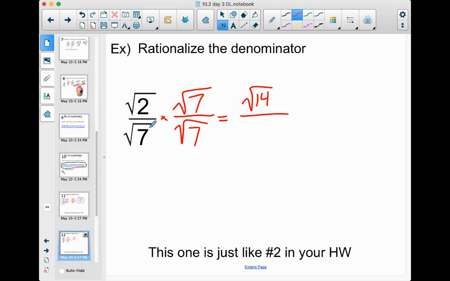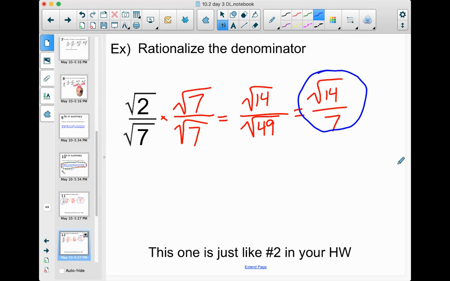Okay. On the bottom, square root of 7 times square root of 7 is square root of 49. And the last thing I can do then is take the square root of 49, and I get 7. Okay, and I got rid of the square root in the bottom, so I am good to go. There it is. That's how you rationalize the denominator.